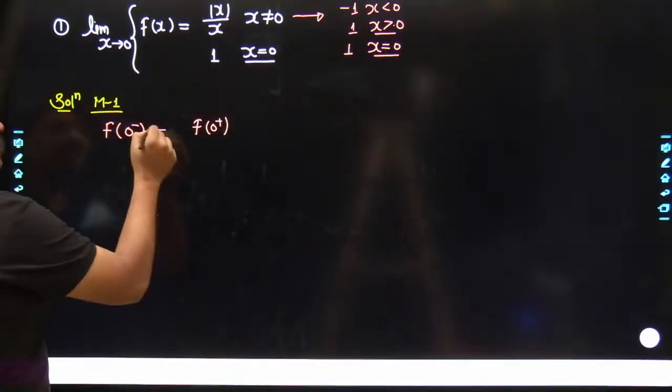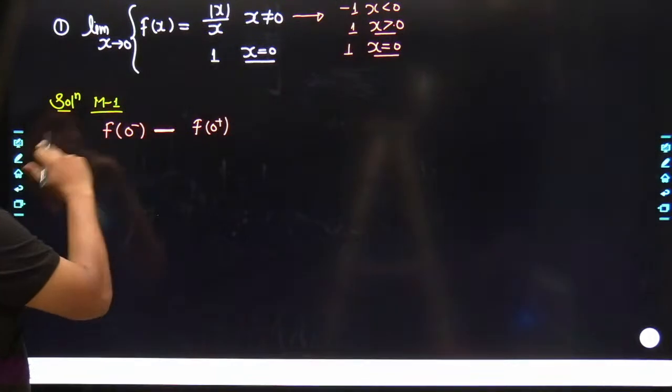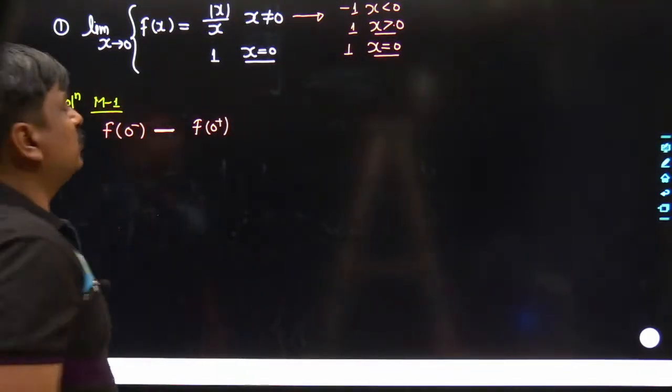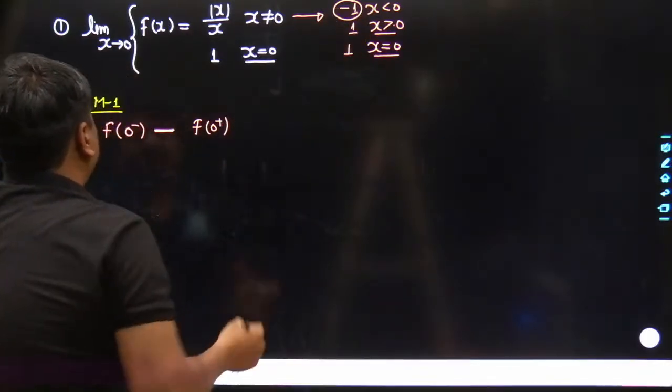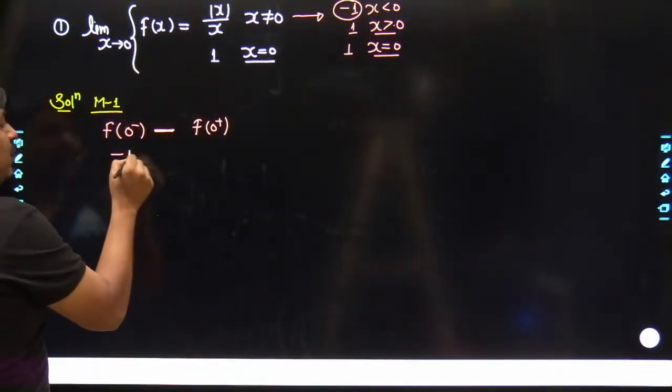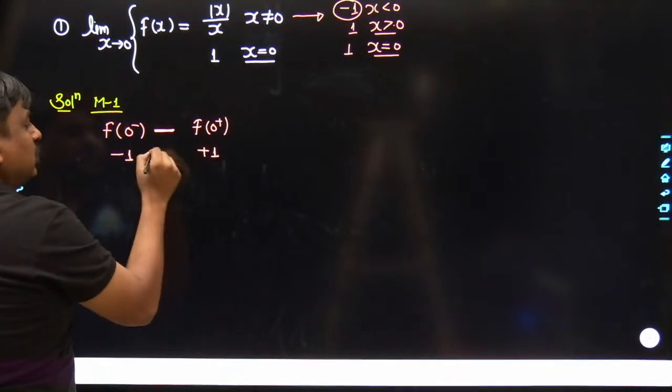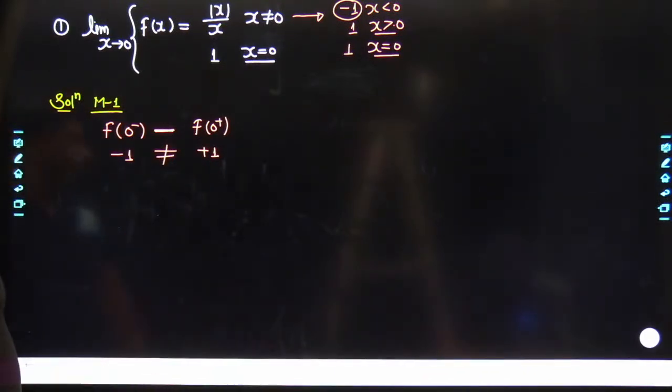So obviously you had to check the worth of the function just before 0 and just after 0. Just before 0, the worth of the function would be asked from here, and that had been minus 1, and here it had been plus 1. Obviously the left hand limit and right hand limit had not been the same.